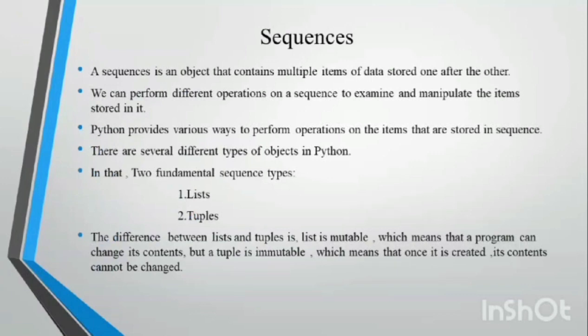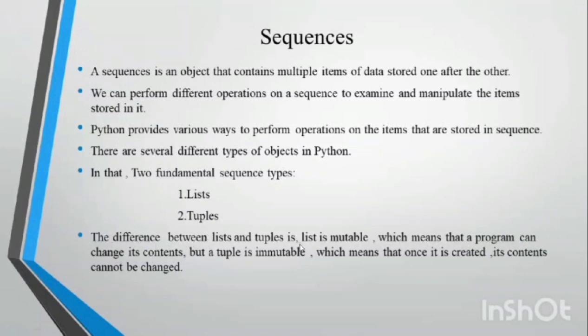First, we are going to talk about sequences. A sequence is an object which contains multiple items of data stored one after the other. We can perform different operations on a sequence, and we can manipulate the items stored in it. Python provides various ways to perform operations on the items stored in a sequence. There are several different types of sequences. The two fundamental sequences are list and tuple.